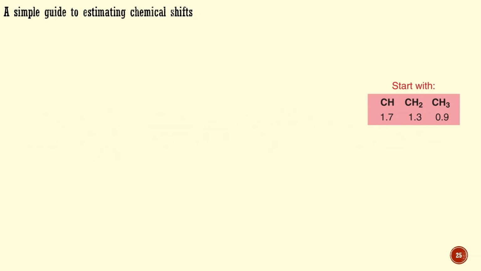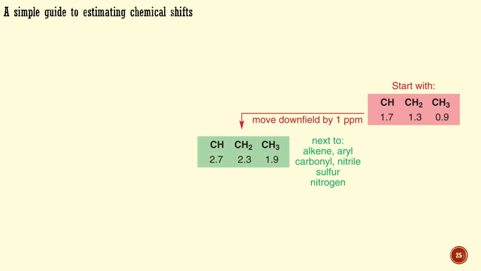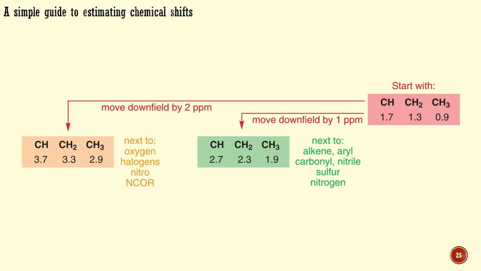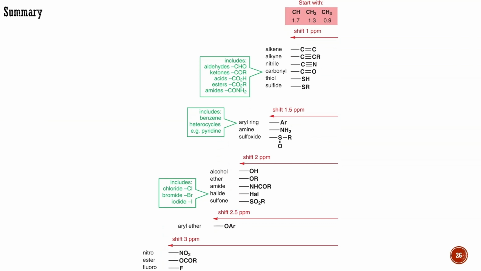For estimating chemical shifts, I suggest you start with a very simple, and therefore necessarily oversimplified, picture, which should be the basis for any further refinements. Start methyl groups at 0.9, methylenes at 1.3, and CH groups at 1.7 ppm. Any functional group is worth a 1 ppm downfield shift except oxygen and halogens, which are worth 2 ppm. This guide is very rough but is easily remembered, and you should aim to learn it. However, if you want to, you can make it slightly more accurate by adding further subdivisions and separating out the very electron-withdrawing groups, such as nitro, ester, and fluoride, which shift by 3 ppm. This gives us the summary chart, which I suggest you use as a reference.